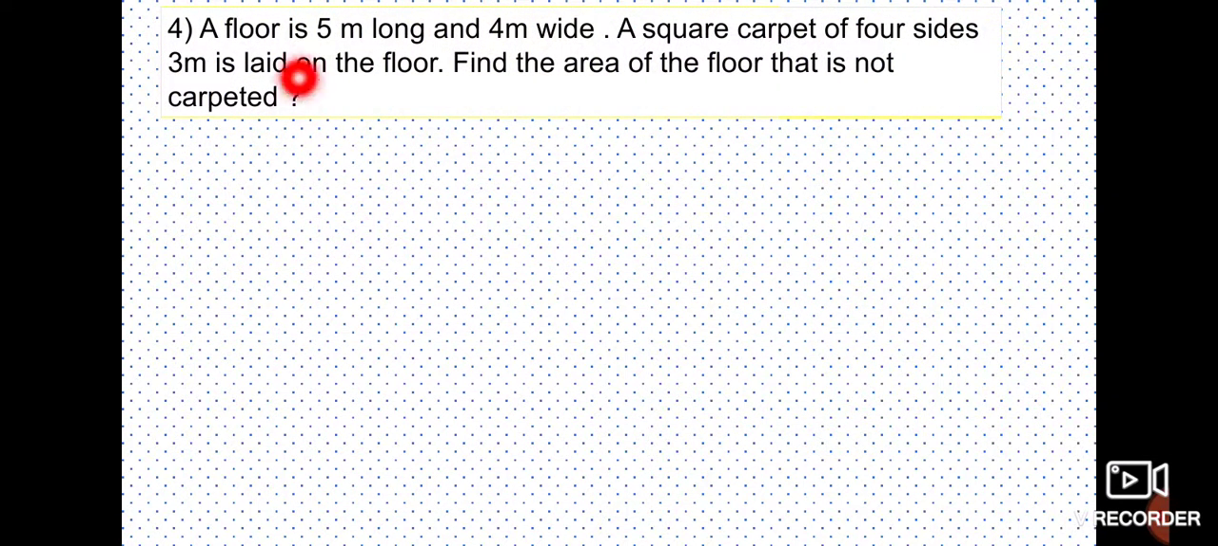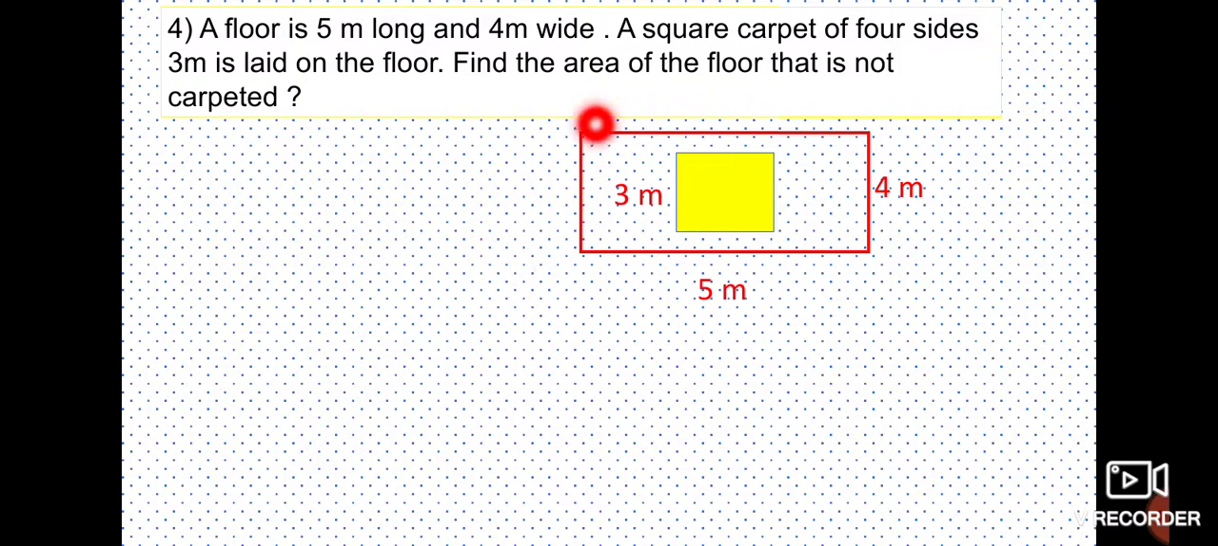A floor is 5 meter long and 4 meter wide. That is a floor. That is, it is a rectangle. A square carpet of side 3 meter is laid on the floor. Find the area of the floor that is not carpeted. For understanding this question very well, you look at this figure. Here you can see a rectangle. This is the floor. 5 meter long and 4 meter wide. 5 meter length and 4 meter width.